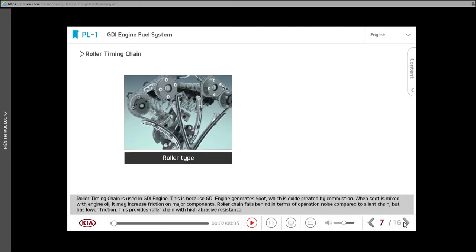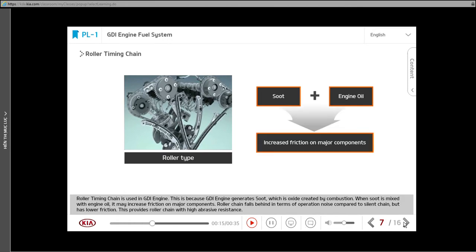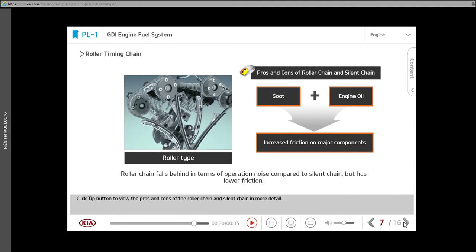Roller timing chain is used in GDI engine. This is because GDI engine generates soot, which is oxide created by combustion. When soot is mixed with engine oil, it may increase friction on major components. Roller chain falls behind in terms of operation noise compared to silent chain, but has lower friction. This provides roller chain with high abrasive resistance. Click tip button to view the pros and cons of the roller chain and silent chain in more detail.